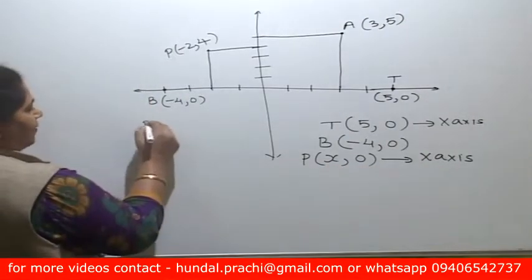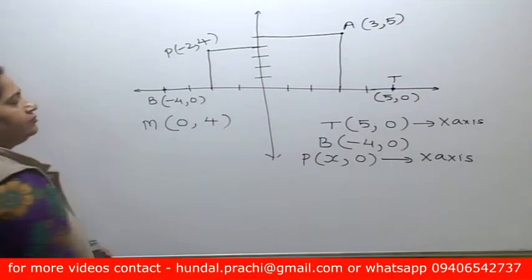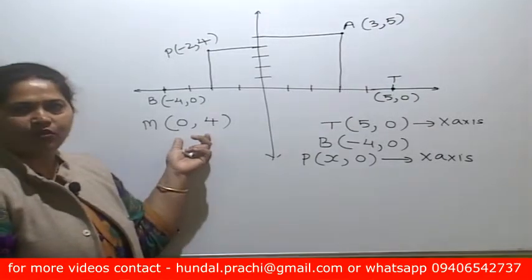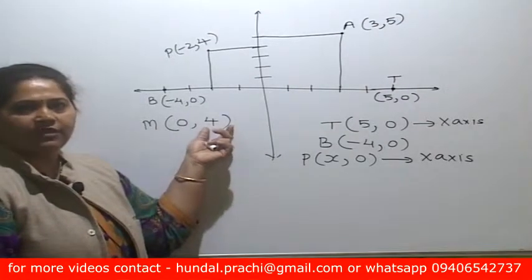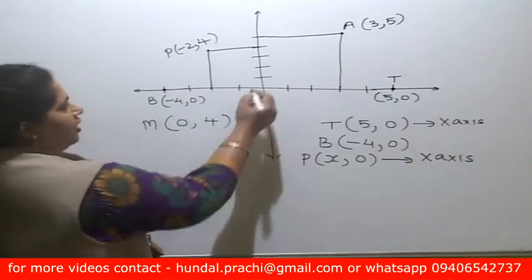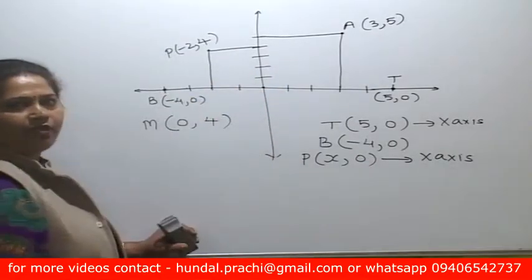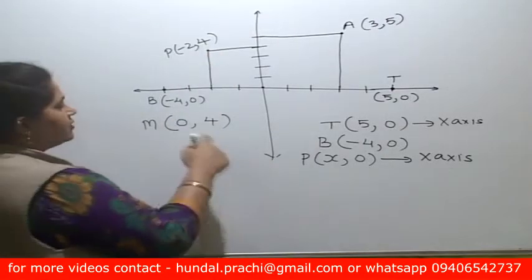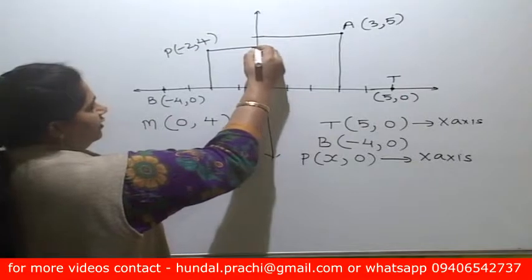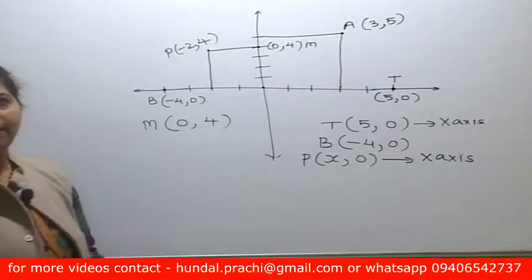Suppose another point M is given whose coordinates are 0 and 4. Now x is 0, that is the distance from the y-axis is 0, and the y-coordinate is 4, that is the distance from the x-axis is 4 units in the positive direction. So the x-coordinate is 0, that is it is not at all far from the y-axis, it will lie on the y-axis only. And the y-coordinate is 4, that is 1, 2, 3, 4. This is the point whose coordinates are 0 and 4, and this point is M.